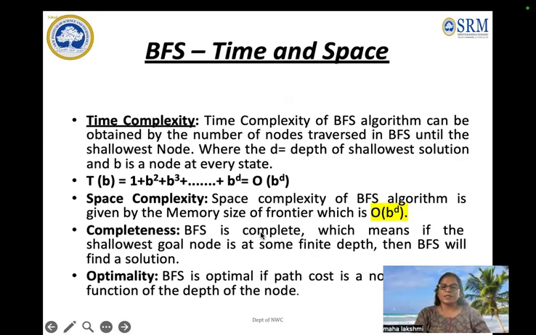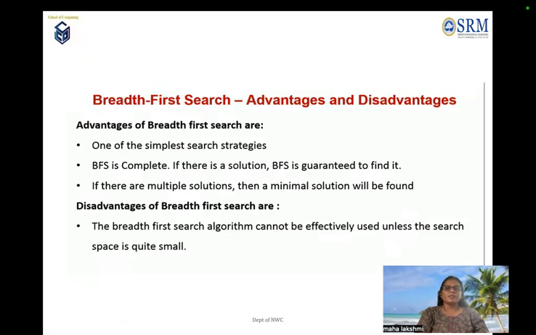Completeness: BFS is complete, which means if the shallowest goal state is at some finite depth, then BFS will find a solution. Optimality: it is optimal if the path cost is not decreasing with the depth of the node. Advantages: it is one of the simplest search techniques, and it is complete. If there is any solution, BFS is guaranteed to find it. If there are multiple solutions, then a minimal solution will be found.